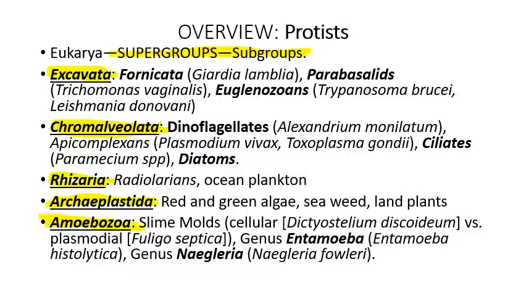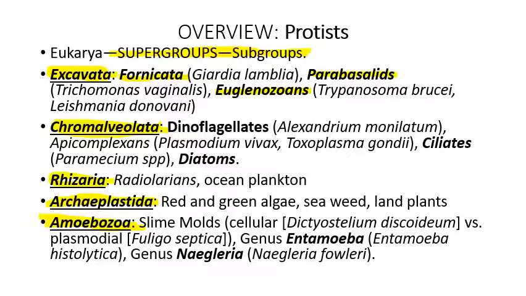So within the supergroup Excavata, we're going to learn about the Fornicata, the Parabasalids, and the Euglenozoans. These three subgroups of protists contain pathogenic protists that are harmful to humans, and we're going to learn about those, but they are all members of a protist supergroup called Excavata.